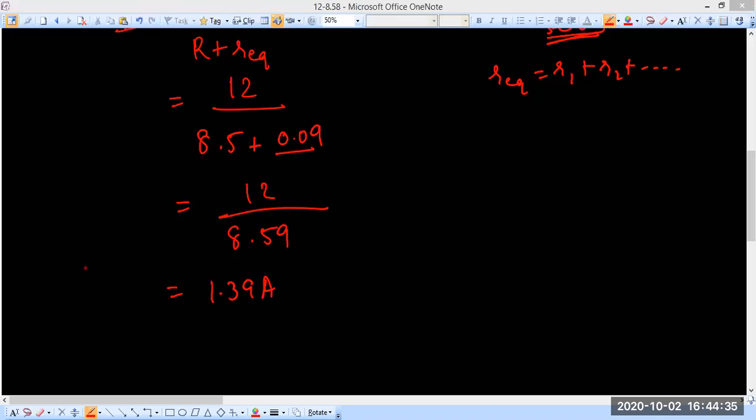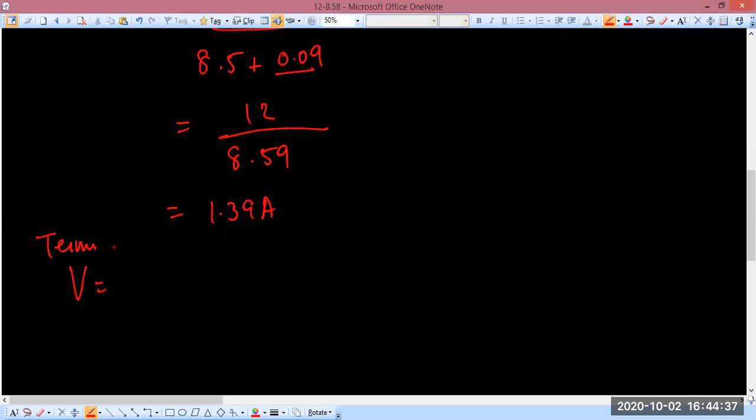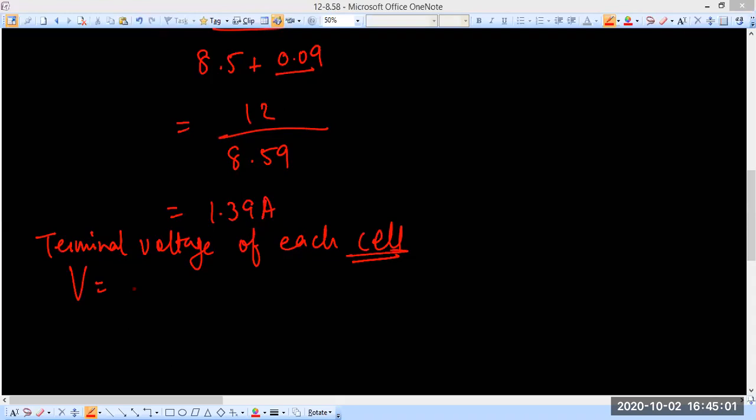Easy. Which formula for terminal voltage? Terminal voltage of each cell, the question asks that. V equal to IR, no, it doesn't apply, this is not a resistor. Yes, it will be epsilon minus IR. Right? It will be epsilon minus IR. Okay.